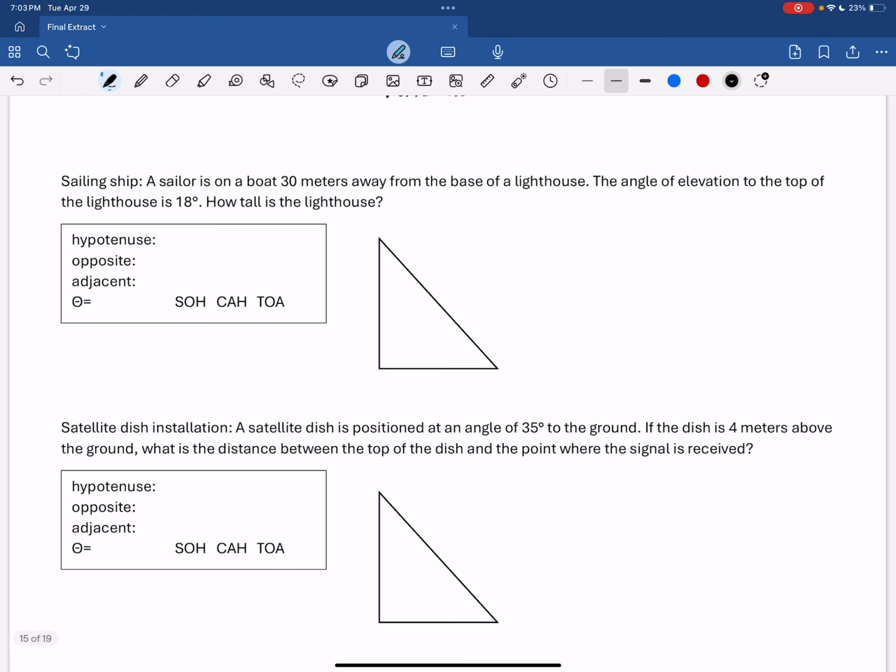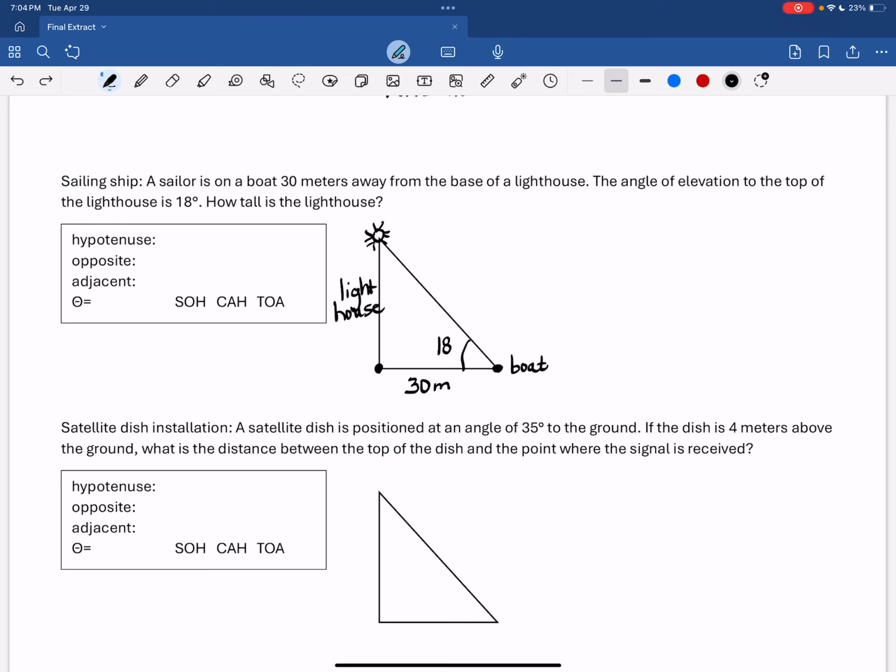A sailor is on a boat 30 meters away from the base of a lighthouse. So here's a lighthouse. That's all one word, but I don't have room. So the light is up here. And down here's the base of the lighthouse, and it tells us that the boat is out here 30 meters away. The angle of elevation to the top of the lighthouse from the boat is 18 degrees. So how tall is the lighthouse?